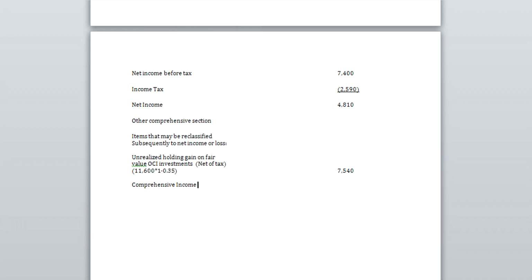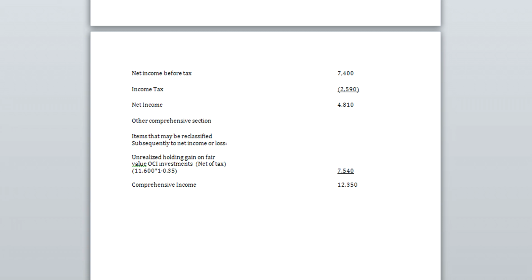Comprehensive income equals net income plus other comprehensive income. So $4,810 plus $7,540 gives us our comprehensive income of $12,350. But we are not done there, okay?